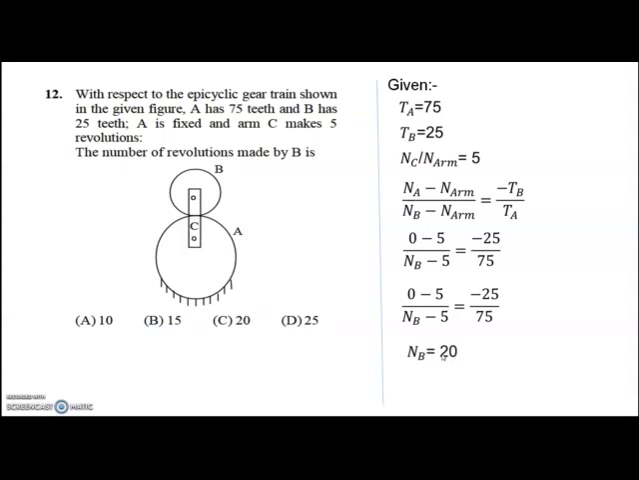That means the direction of speed of B is the same as the direction of C. Anyhow, the direction is not asked here. So the simple answer is option C. Now we'll go to a little more complex question in the coming slide.